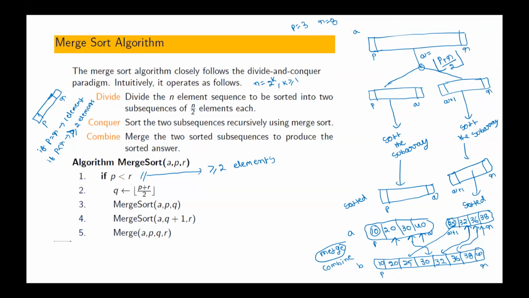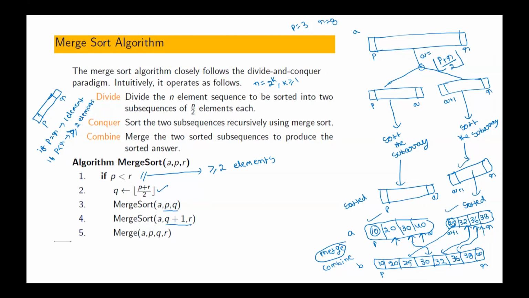Next, calculating Q value. Q is (P plus R) by 2. Next, the array is divided into two subarrays, P to Q. Again, recursively, we need to start. For that, the same algorithm we are calling, but with indices P to Q only. Next, this subarray, Q plus 1 to R. Same thing we call. Once these two procedures are completed, we will get two sorted subarrays like this and this.